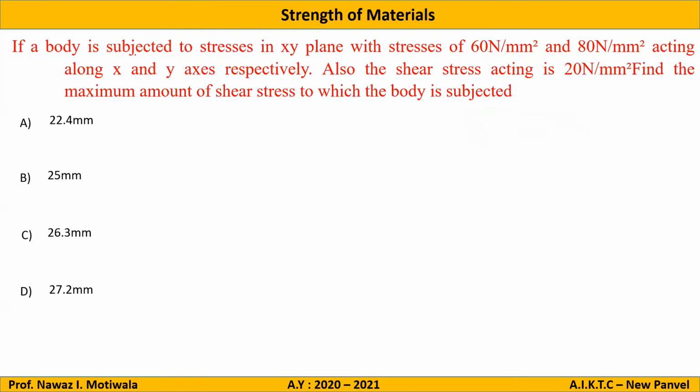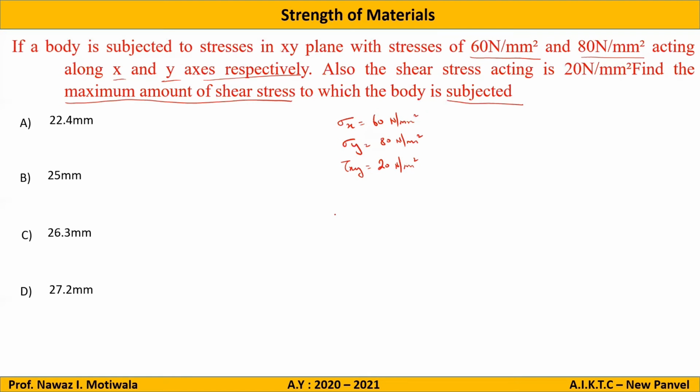Next, if a body is subjected to stresses in a plane with stresses of 60 Newton per mm square and 80 Newton per mm square acting along the x and y axes respectively, I am given sigma x is equal to 60 Newton per mm square and sigma y is 80 Newton per mm square. Also the shear stress tau xy is given as 20 Newton per mm square. Find the maximum amount of shear stress to which the body is subjected.